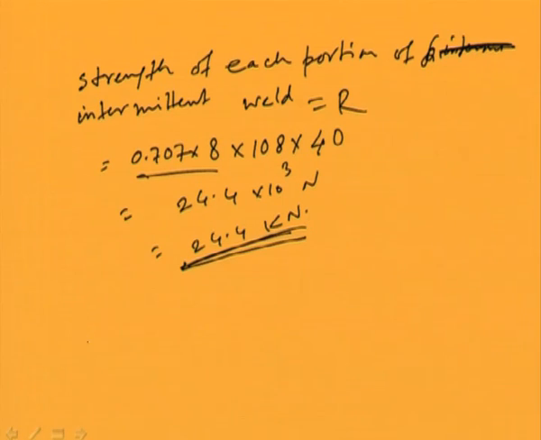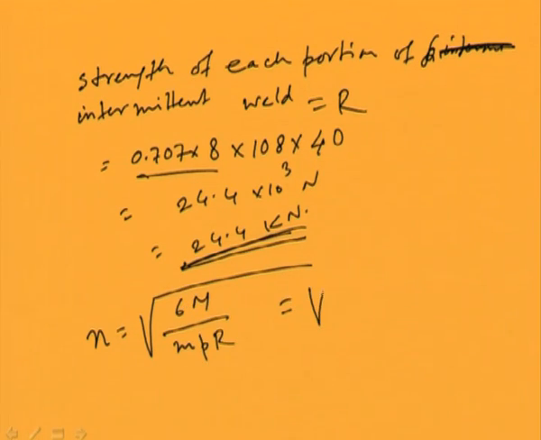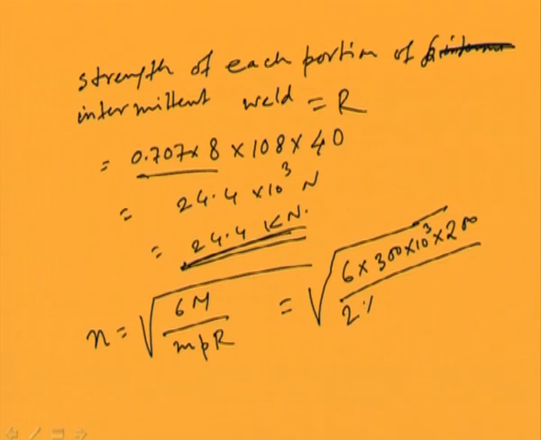Okay. So now the equation which we wrote earlier, that is 6 M by MPR, can be made now. So 6 M, we know the load is 300 kilonewton, so 300 kilonewton into P into E, which is 200 millimeter, the eccentricity, and m is the number of lines of intermittent weld, that is 2, and the pitch P has been decided as 236, and R is 24.4 kilonewton, that means into 23.